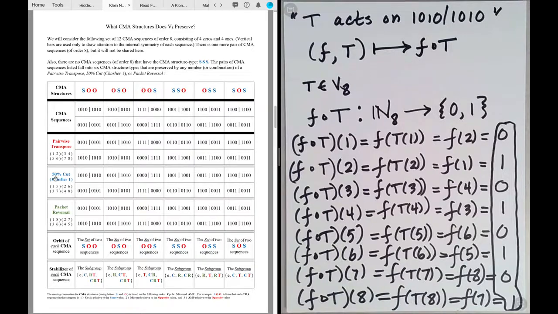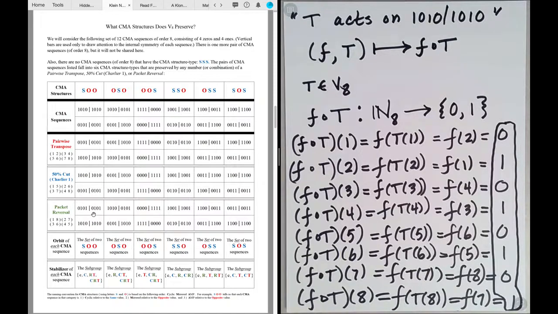It ends up that the 50% cut leaves this one fixed. Not too difficult to see if you just think about what the cut's doing. It's taking the top half and moving it to the bottom. Well, it's not going to change this sequence type at all. Same thing with this inversion, right?